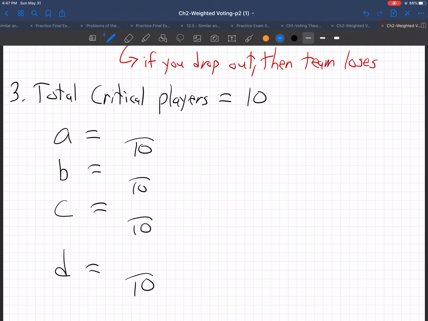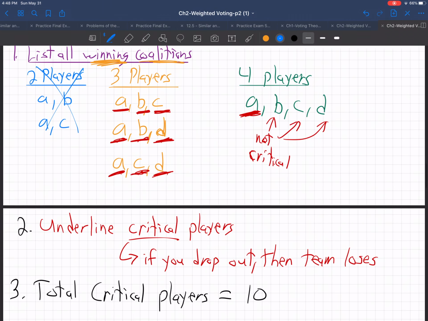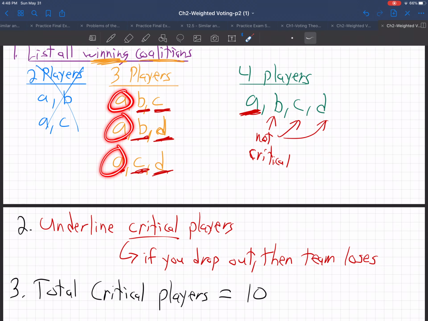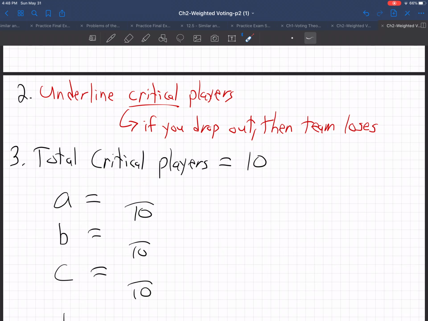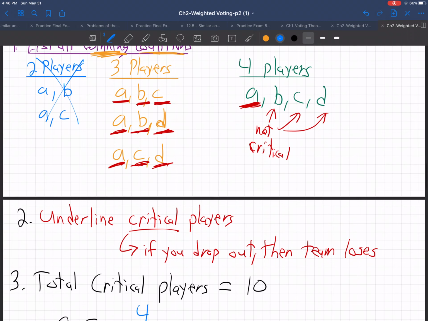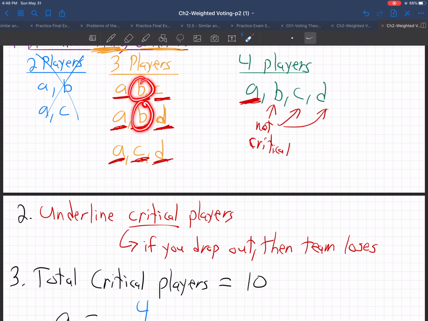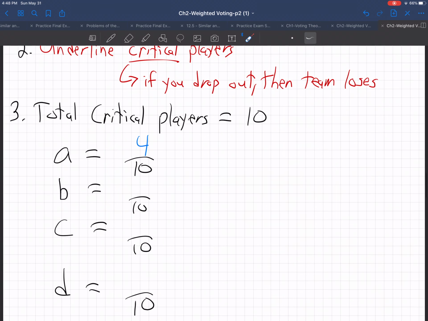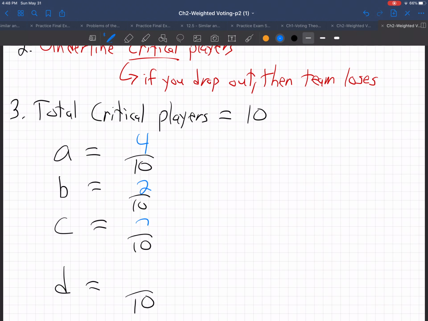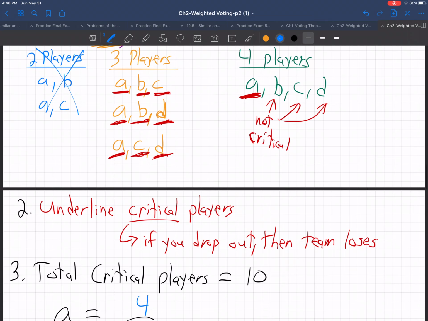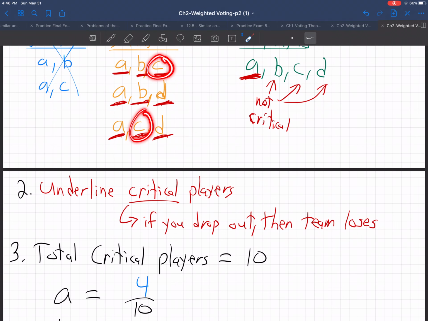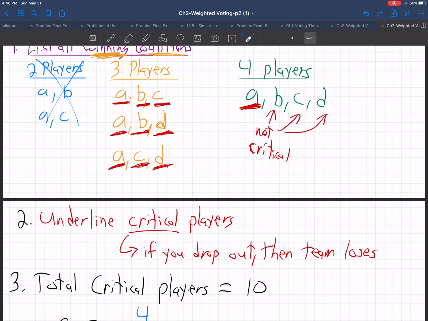So what's A's power? How many times was A critical? Let's look at it. 1, 2, 3, 4 times. A was underlined 4 times. So 4 out of 10 times A was critical. How about B? How many times was B? 1, 2. Just 2. Out of the 10 times people were critical, B was critical 2. C and D are also 2. If you look back, here's C, boom and boom, 2. And D, boom and boom, 2. Remember, none of these are underlined because they're not critical on that 4-player team.